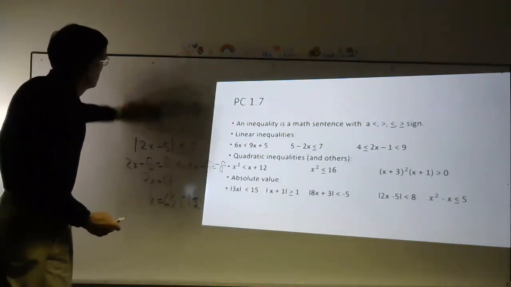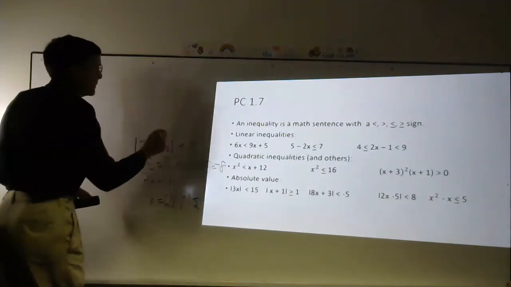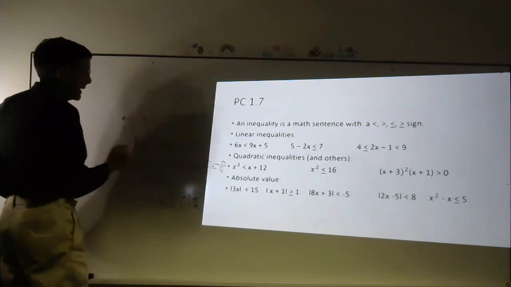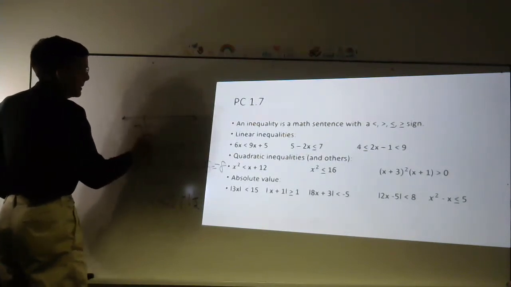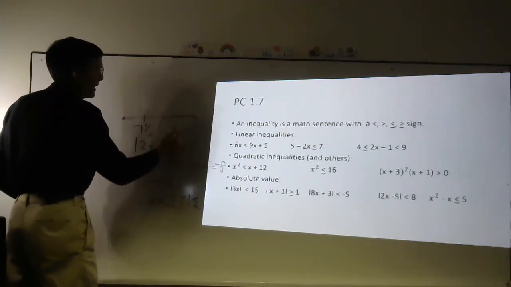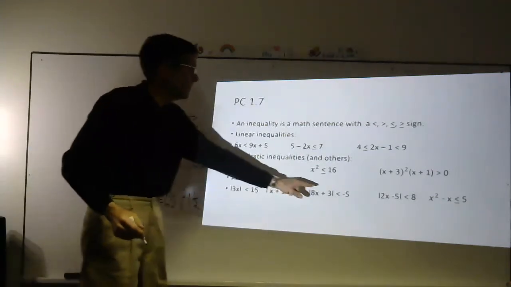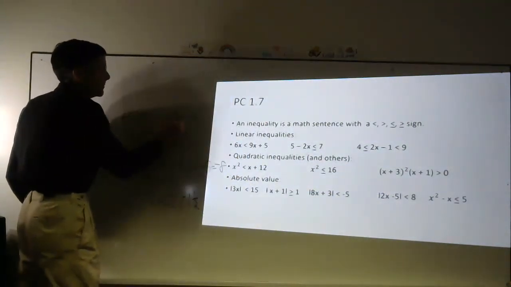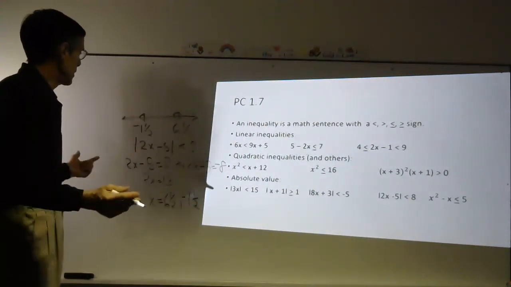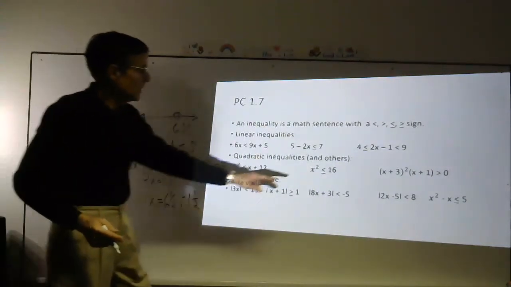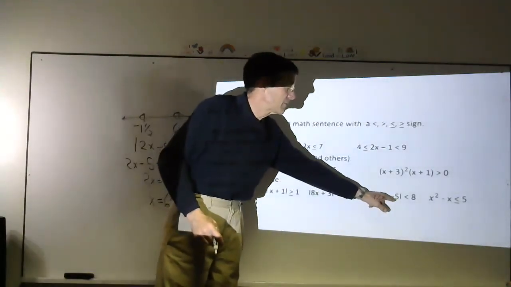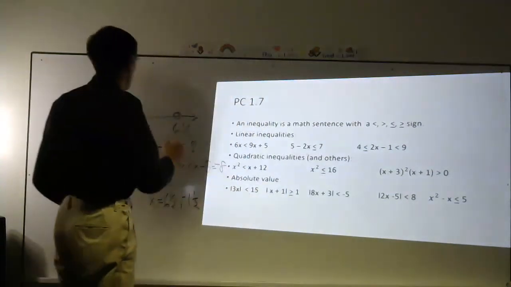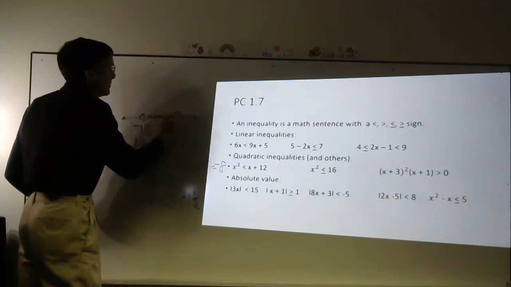So let's do a graph. I am here at negative 1.5. I'm over here at 6.5. Because it is strictly less than, I want open circles there. Okay? Pick a point. How about 0 in the middle? 0 times 2 is 0 minus 5 is negative 5. Absolute value of negative 5 is 5, and that is indeed smaller than 8. I'm saying it's in the middle.